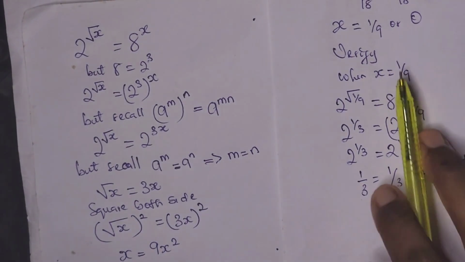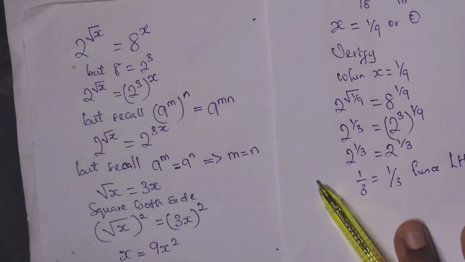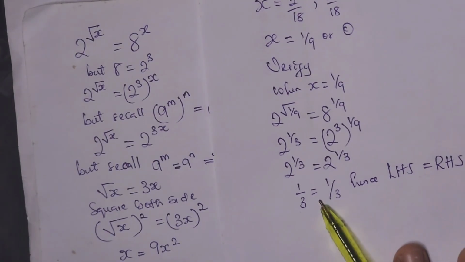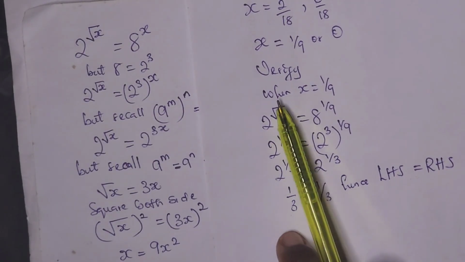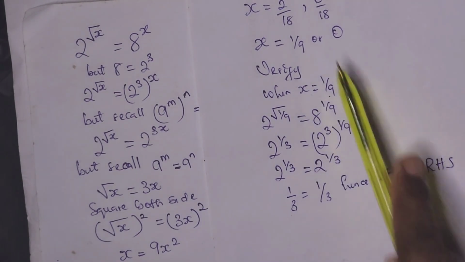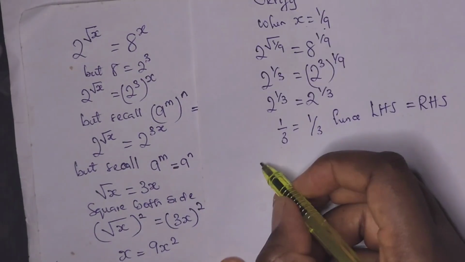So we'll verify with the last one, which is 0. So we've actually confirmed that when x is equal to 1 over 9, the left hand side equals the right hand side. So let's verify for the second one.